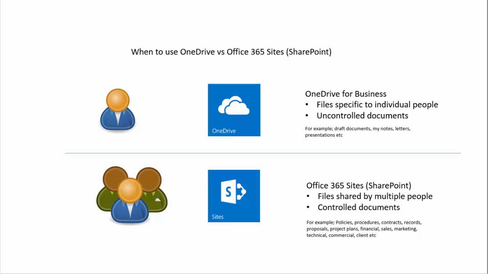This is the fifth in a series of videos which aim to explain the user experience of OneDrive and also SharePoint sites in Office 365. This video follows on from the series about using OneDrive for Business. OneDrive for Business is great for managing and organizing files that are specific to you as an individual, and also is good for uncontrolled documents, so things like draft documents or your own personal notes, possibly letters, presentations, things that don't really need to be shared with everybody in the business.